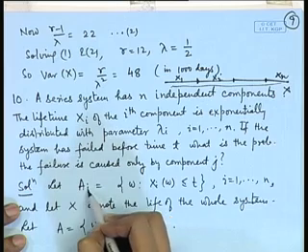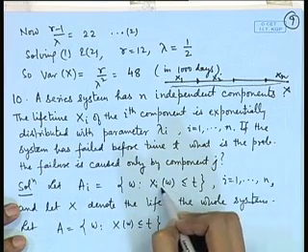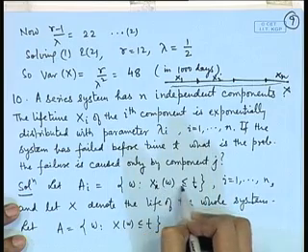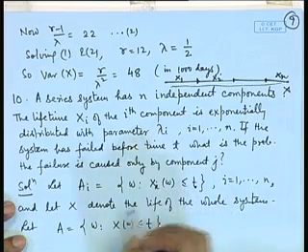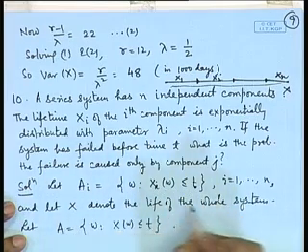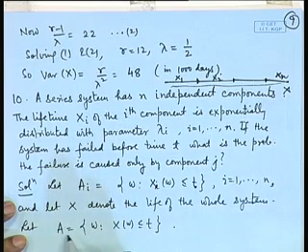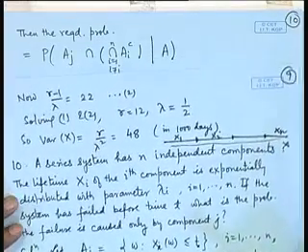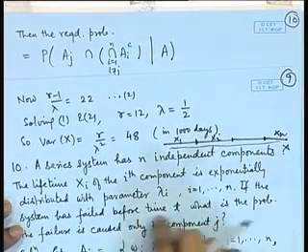So, let A_i denote the event that the ith component fails before time t, so X_i(omega) is less than or equal to t. Consider X to be the life of the whole system. So, A is the event that the entire system fails before time t. We are asked to find the probability that the system has actually failed.